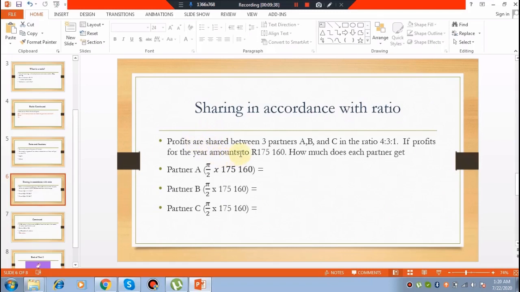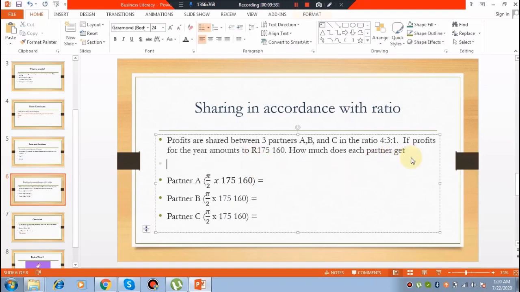So here, if you want to share in accordance to the ratio: profits are shared between 3 partners, A, B, and C in the ratio 4:3:1. If profits for the year amount to 175,160, how much does each partner get? Again, number 1, we need to identify the total. So I need to identify our denominator. That will be 4 plus 3 plus 1.